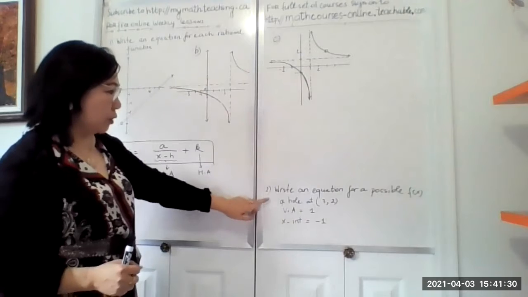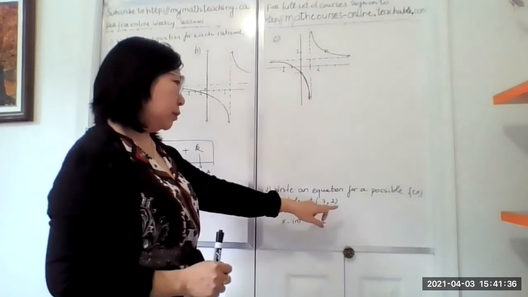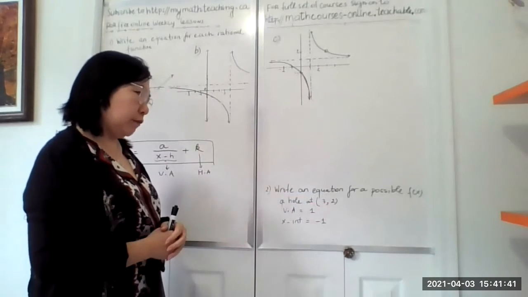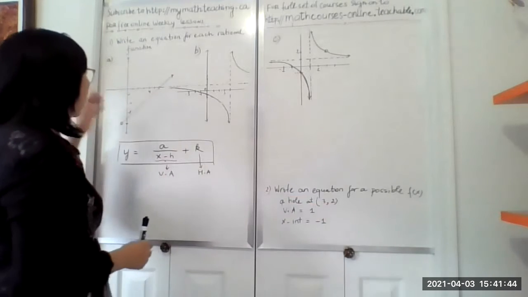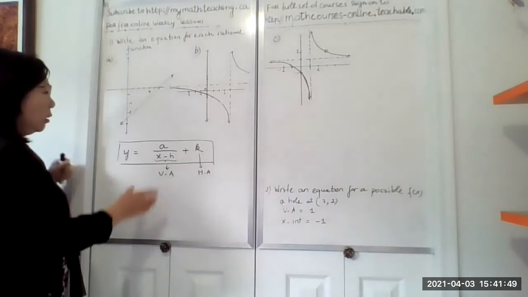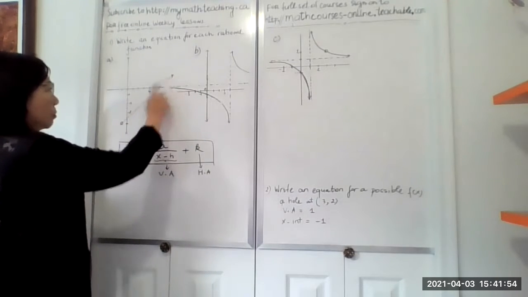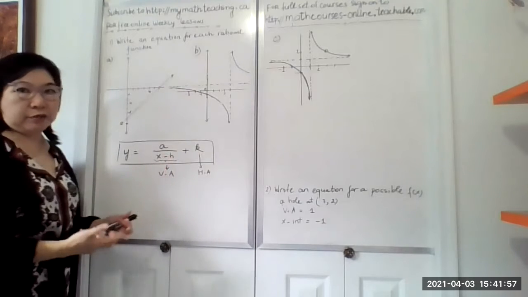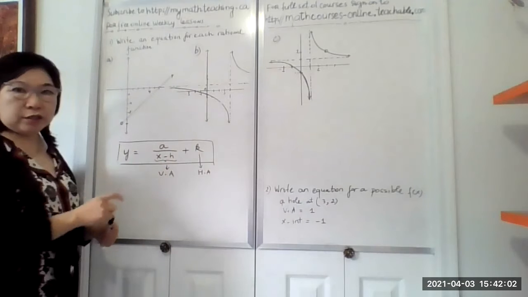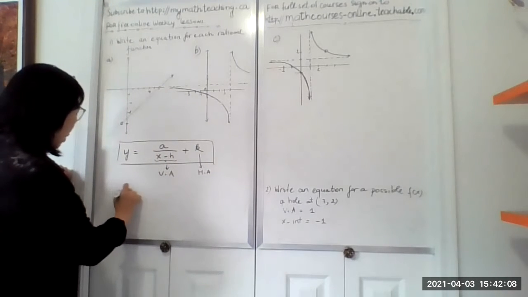Now, in the second question, you see that we are supposed to write an equation, but we don't have a graph. We only have data given. So let me go through the first one and show you how we will do this. For the first rational function, obviously, this looks like a linear function. It doesn't look like any rational function. However, when we write it, we know it is a rational function. So let's say you have a rational function, y equal.